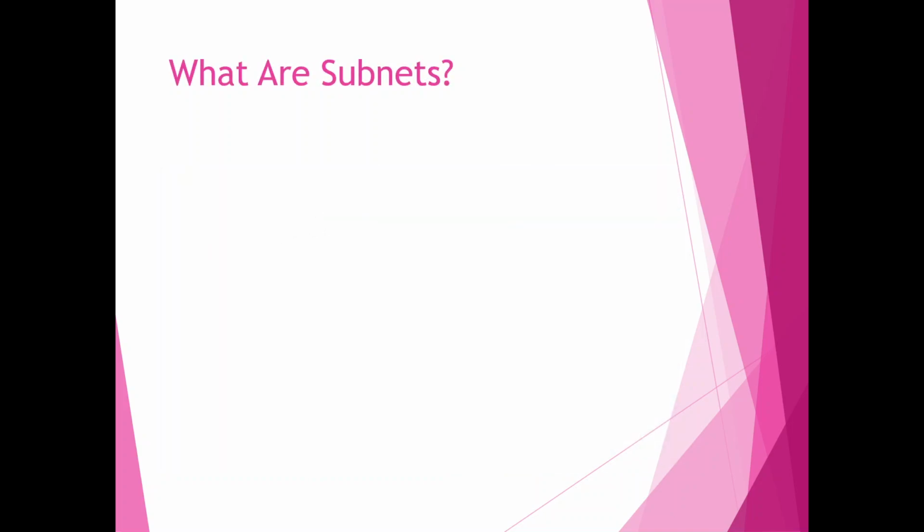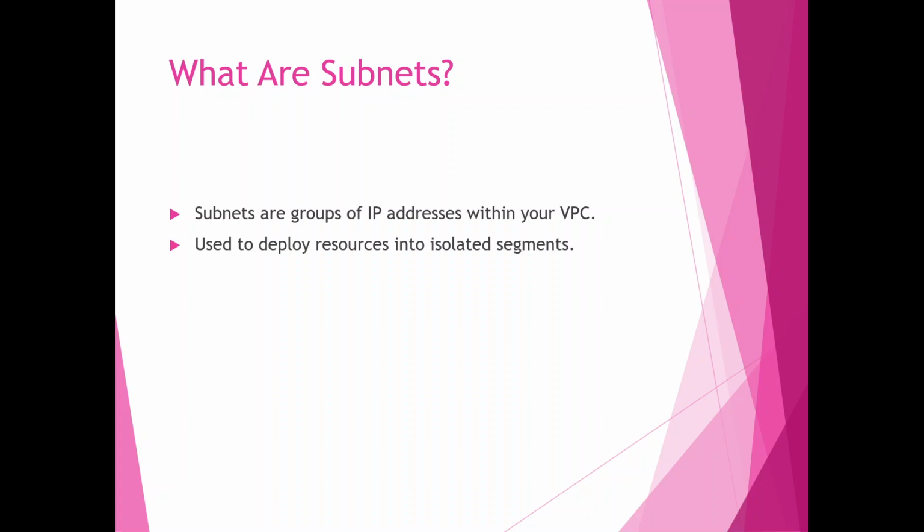A subnet is basically a group of IP addresses inside your VPC, and a subnet is simply a small network inside your VPC where you create an AWS resource like an EC2 instance. It must live inside a specific subnet. So it is used to deploy a resource into an isolated segment. Every AWS resource like EC2 must be placed inside a subnet. This is how it keeps your environment isolated and organized.